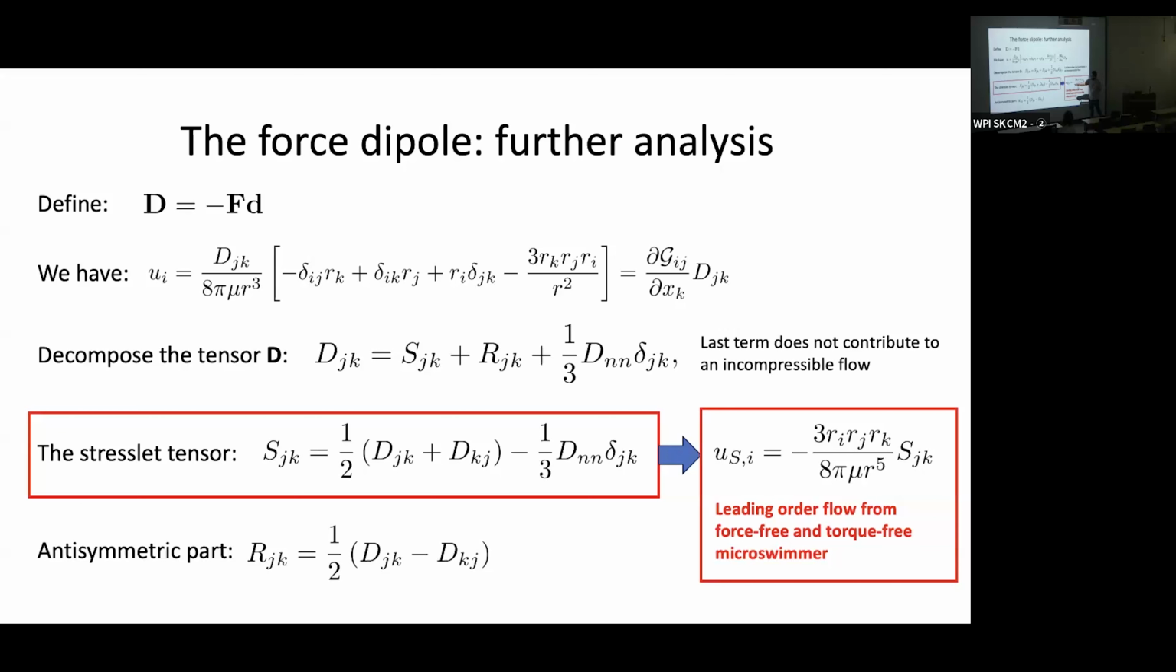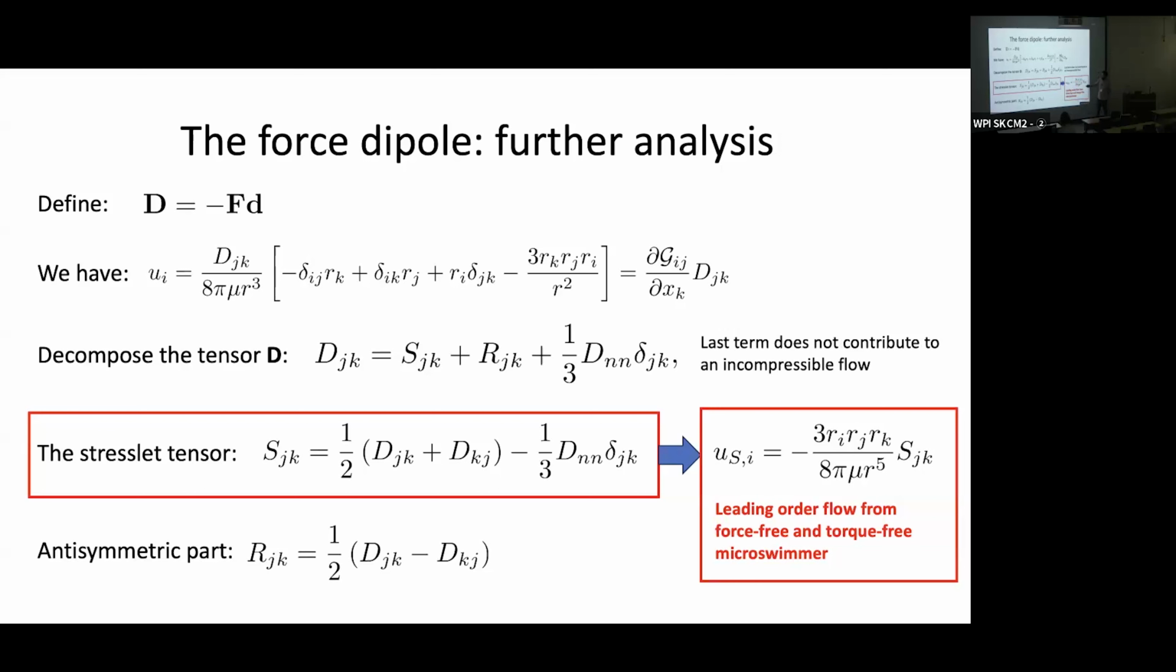You take this tensor and you write it in this way. This is one third of the trace times the identity tensor. The reason you pull this out is that it does not contribute to an incompressible flow, so we just want to pull it out and forget about it. But these two things are very interesting.